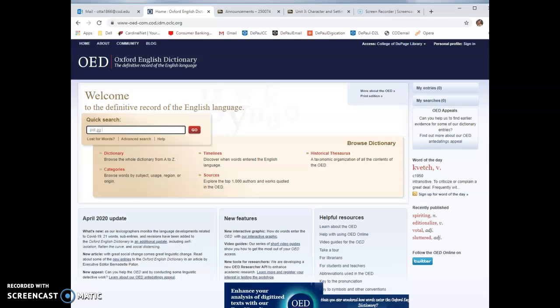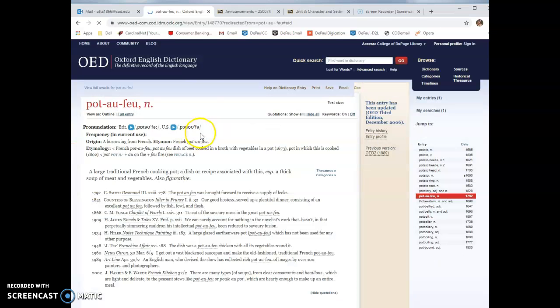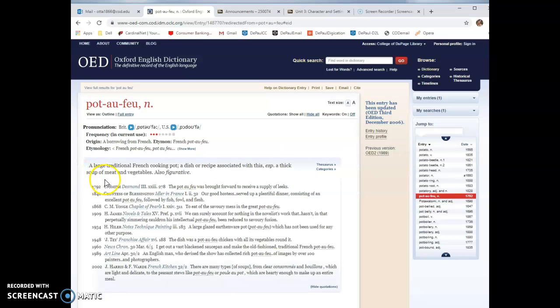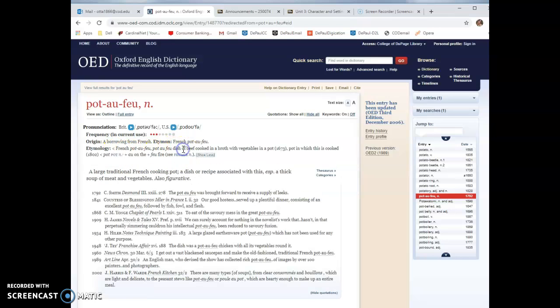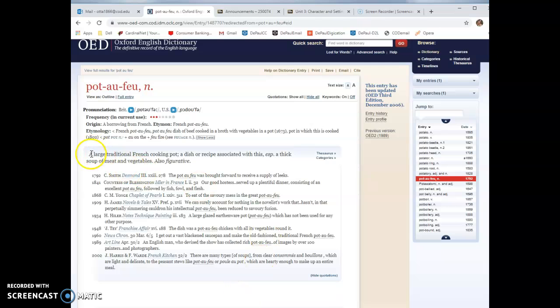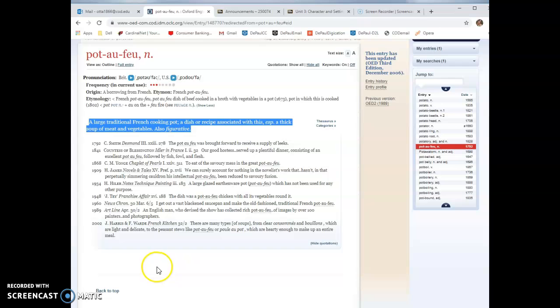I think, were we looking up this French term before, this term for a French cooking pot? In this Oxford English Dictionary they give you both a pronunciation and the origin or etymology, what it comes from, and you can say show more, show less, and then some definitions. Usually there's a couple, but here it's simplistic because this is the only definition for the term: a large traditional French cooking pot, or a dish or recipe associated with that cooking pot, especially a thick soup of meat and vegetables.